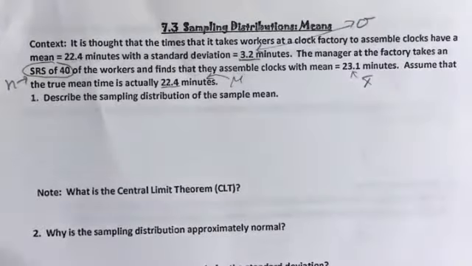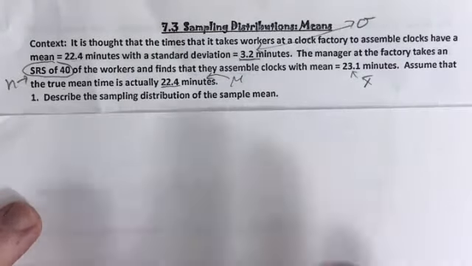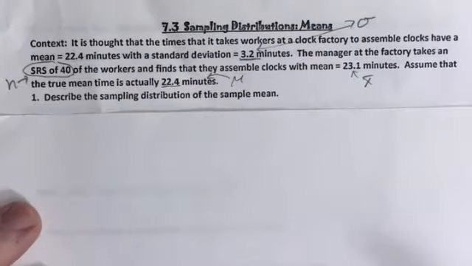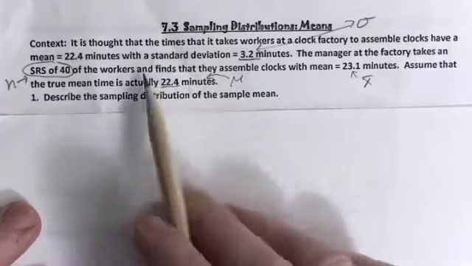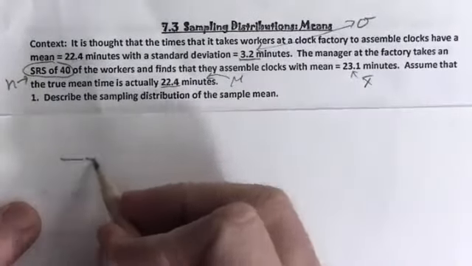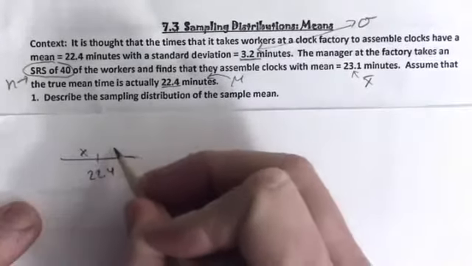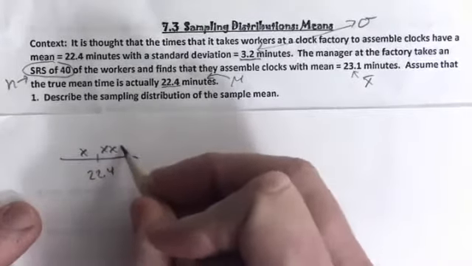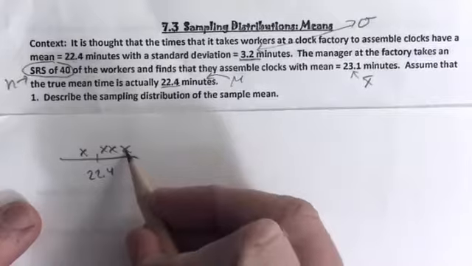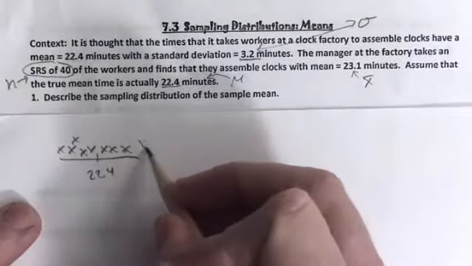So that's that. To describe a sampling distribution, first of all, let's talk about what a population distribution is. A population distribution is every value in the population. And in this case, it is the times that it takes the workers to assemble a clock. So they are going to be centered around 22.4. That's the mean, the average. And that's all these x values, not x bar, but x. Every one of these is a single worker's time. So the population distribution is every value for every worker.